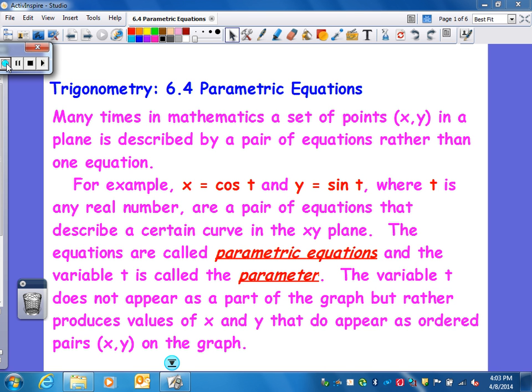Once again, we're now working with parametric equations. This is 6.4. This is kind of mixing your normal algebra with trig. We're going to be graphing things such as ellipses, hyperbolas, and circles. This kind of gives you an idea of what we're doing and why we're doing it.